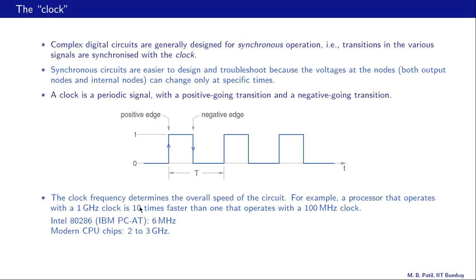For example, a processor that operates with a 1 gigahertz clock is 10 times faster than one that operates with a 100 megahertz clock. Here are some examples. The Intel 8286 processor, one of the early processors, which was used in IBM PC-80, had a clock rate of 6 megahertz, whereas today's computers, the PCs that we use, have CPUs which operate at 2 to 3 gigahertz. So that is 500 times faster than the IBM PC-80. So that is how dramatically things have changed.